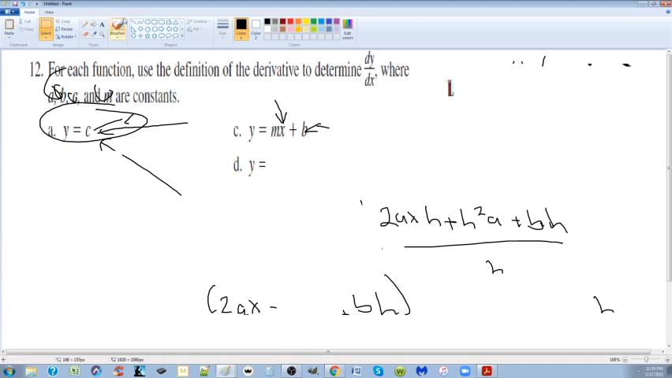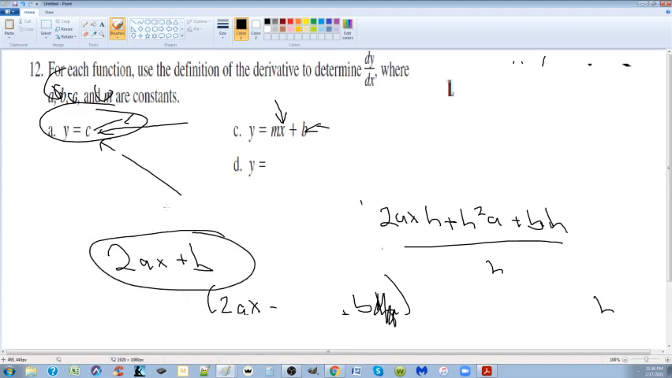So I'm left with the derivative of 2ax plus b. Oh, wait. Yeah, I missed one. This h shouldn't be there. Plus b. And that will be the derivative of ax squared plus bx plus c. Notice the pattern. It still works. This 1 came down in front of b, and then it became x to the 0. So it just came 1b. And this 2 came down in front, and that became 1, which is 2ax.